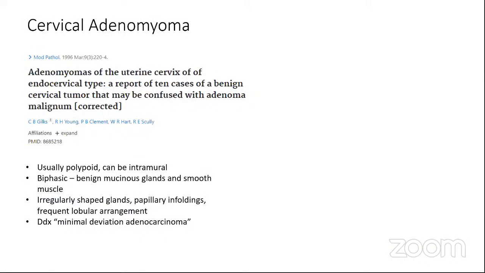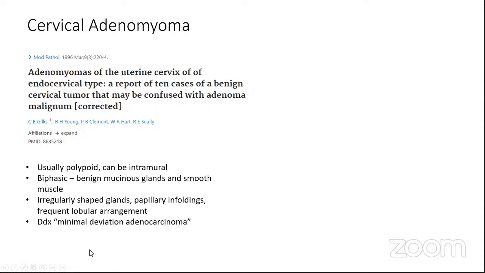This is an entity that was first described in 1996 by Drs. Gilks, Young, Clement, Hart, and Scully, sort of like superstars of GYN pathology. And these are like adenomyomas that you might see in the uterine corpus. In the cervix, they're usually polypoid, but they can be intramural. They're biphasic in that they have an intimate admixture of benign mucinous glands and smooth muscle. They can have these really irregularly shaped glands with papillary infoldings, frequently with this lobular arrangement. And as you can see here, again, may be confused with what we back then called adenoma malignum or minimal deviation adenocarcinoma.